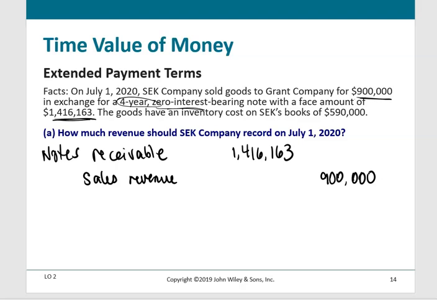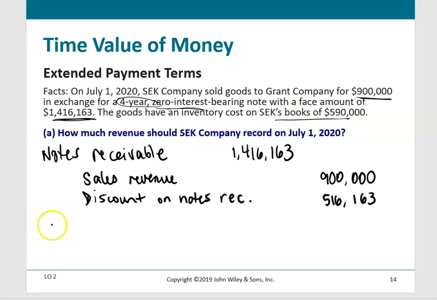And then the difference is going to be recorded when it's a zero interest bearing note. We record that interest to be earned in the future. We call that a discount on notes receivable. And that difference is 516,163. Now this is inventory that we're selling, and we know what the cost of the goods sold is. The cost of the goods sold is 590,000. So we're also going to debit the expense, cost of goods sold, and decrease SEK, or the seller's, inventory.